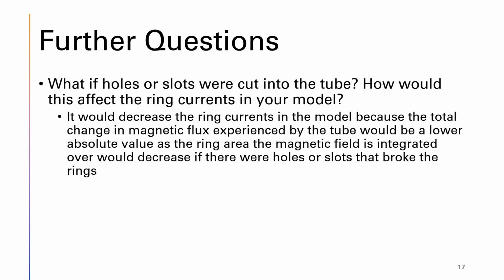If holes or slots were cut into the tube, then this would decrease the ring currents in the model because the total change in magnetic flux experienced by the tube would be a lower absolute value as the ring area that the magnetic field is passing through would be smaller, and it made fewer rings possible.